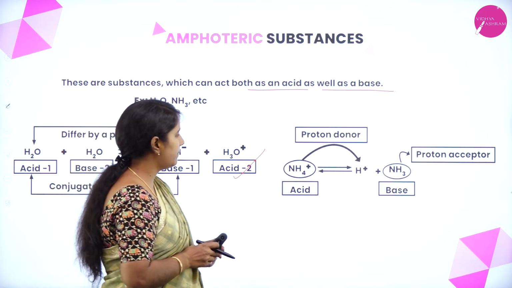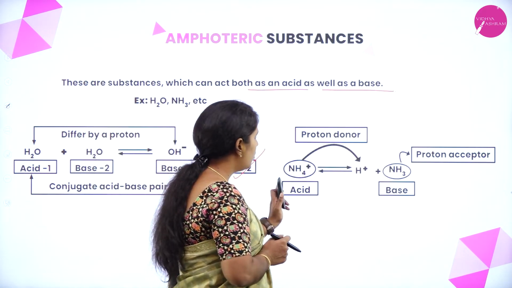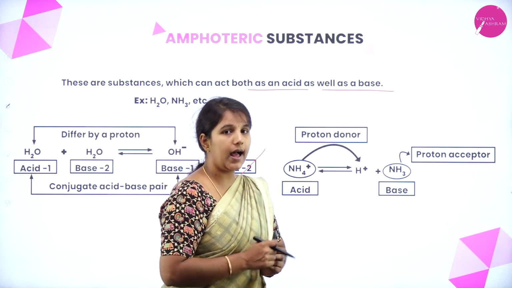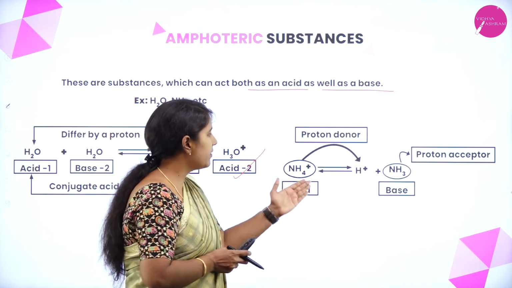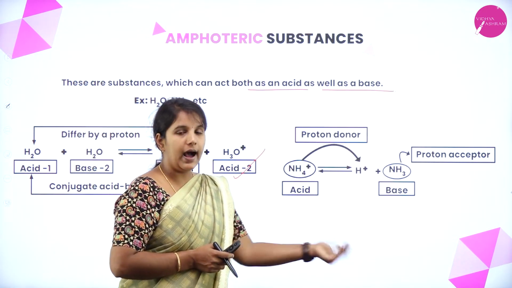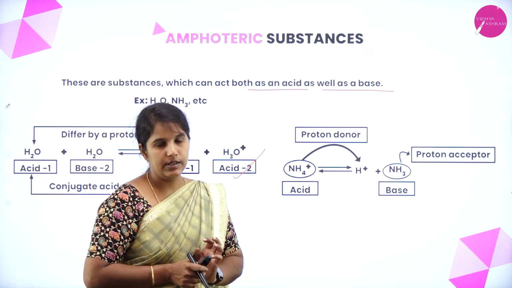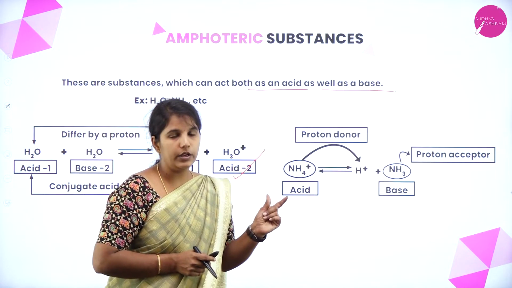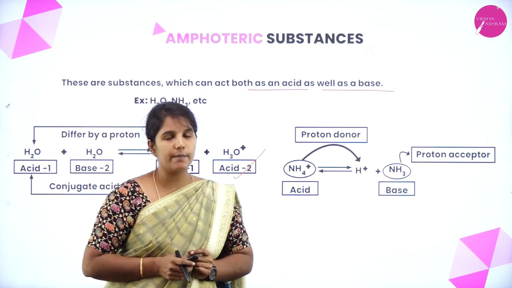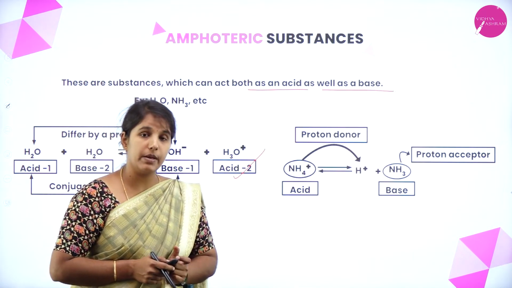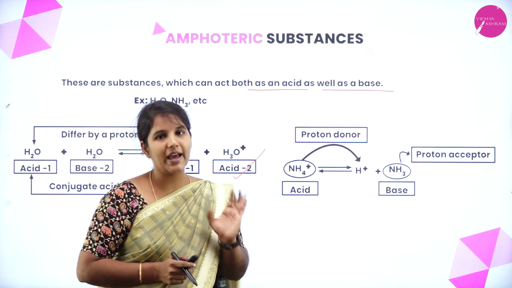We have one more example, that is ammonia. Here, after losing its proton, ammonia behaves like a base. After accepting a proton, it behaves like an acid. So this is how ammonia can also behave like both an acid as well as a base. Hence, it is an example of an amphoteric substance. Remember, amphoteric substances behave like both acids and bases.